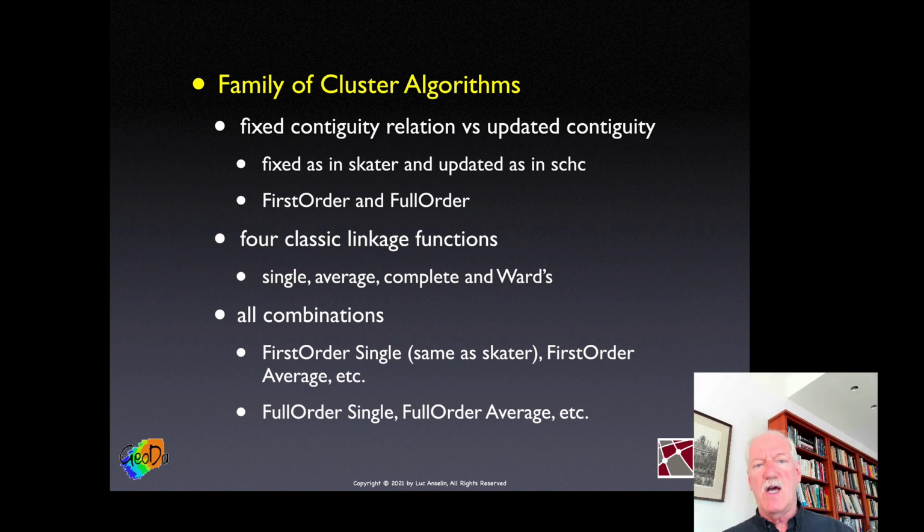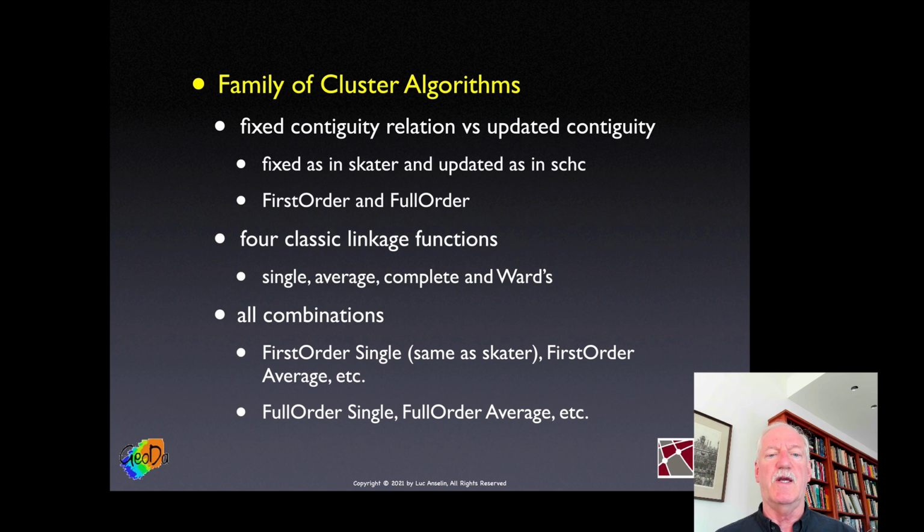And Redcap is not one method. It's actually a family of algorithms, and they are classified on 2 dimensions. And one dimension is whether they keep a fixed contiguity relation, as is the case in Skater. Once you have the minimum spanning tree, nothing gets updated. Everything stays the same, versus an updated contiguity relationship, which we had in the first method in the spatially constrained hierarchical clustering.